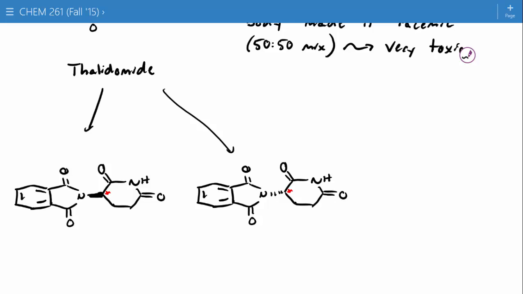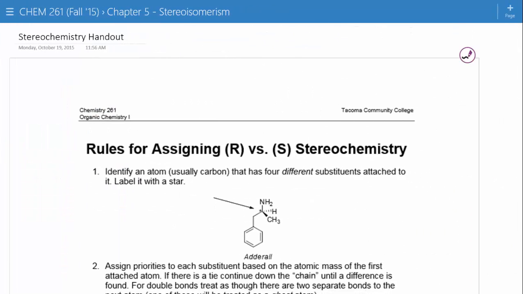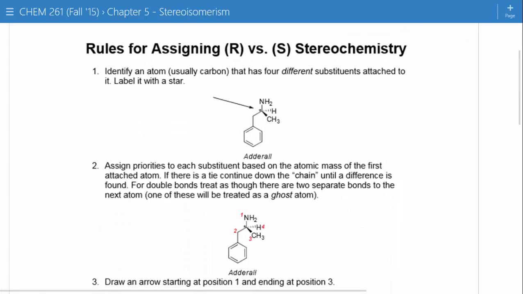Now what we need to do is learn how to name these molecules, because obviously it's important which one we're referring to. Some of them could be considered quite toxic, others can be considered perfectly normal. So what I gave you guys was a handout with rules for assigning R versus S stereochemistry, and I'll walk you through this.